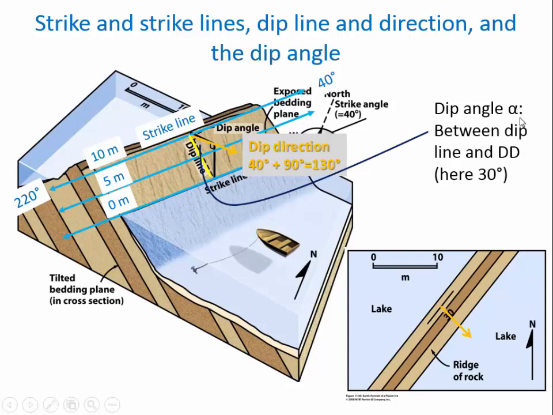So then we have the dip angle. We can call the dip angle alpha, and that is the angle between the dip line and the dip direction. We have here the dip line on the surface, and we have here the horizontal dip direction. The angle in between is, in this case, 30 degrees. That is the dip angle. So don't confuse dip direction, dip line, and dip angle. These are different things. On a geological map, the dip direction is always parallel to the dip line symbol of such a planar surface.